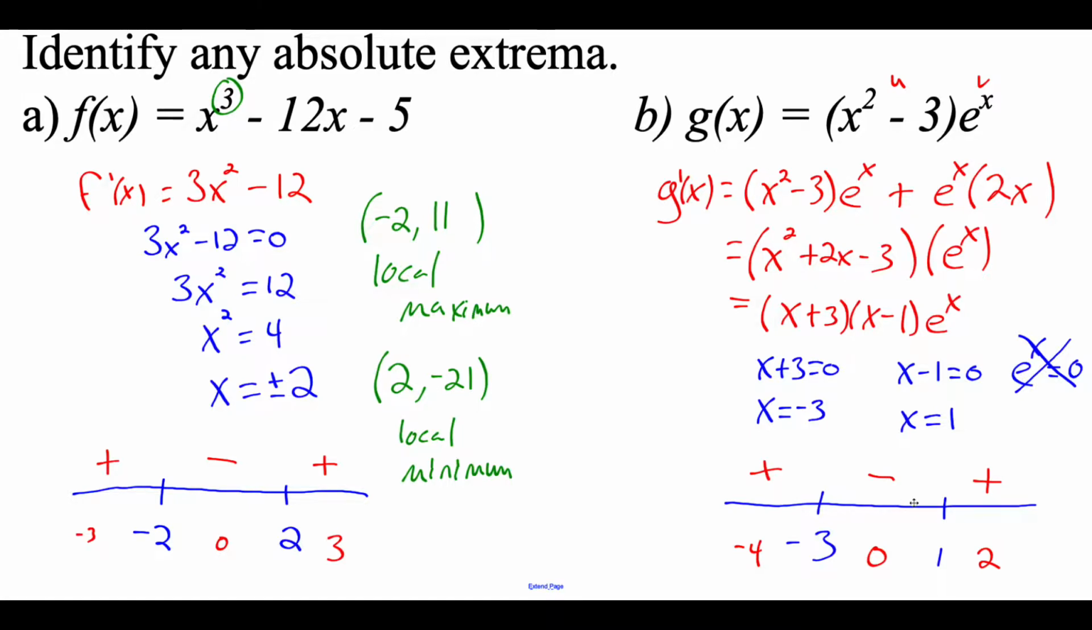Now, checking what's happening with those signs of our derivative, if we look around that negative 3 first, on the left-hand side, our derivative was positive. On the right-hand side, our derivative was negative. So because we're going from positive to negative, we're going to have a local maximum at negative 3. And then if we look at the critical number of 1, on the left-hand side, it's negative. On the right-hand side, it's positive. So that behavior tells us that we're going to have a local minimum at that x value of 1.